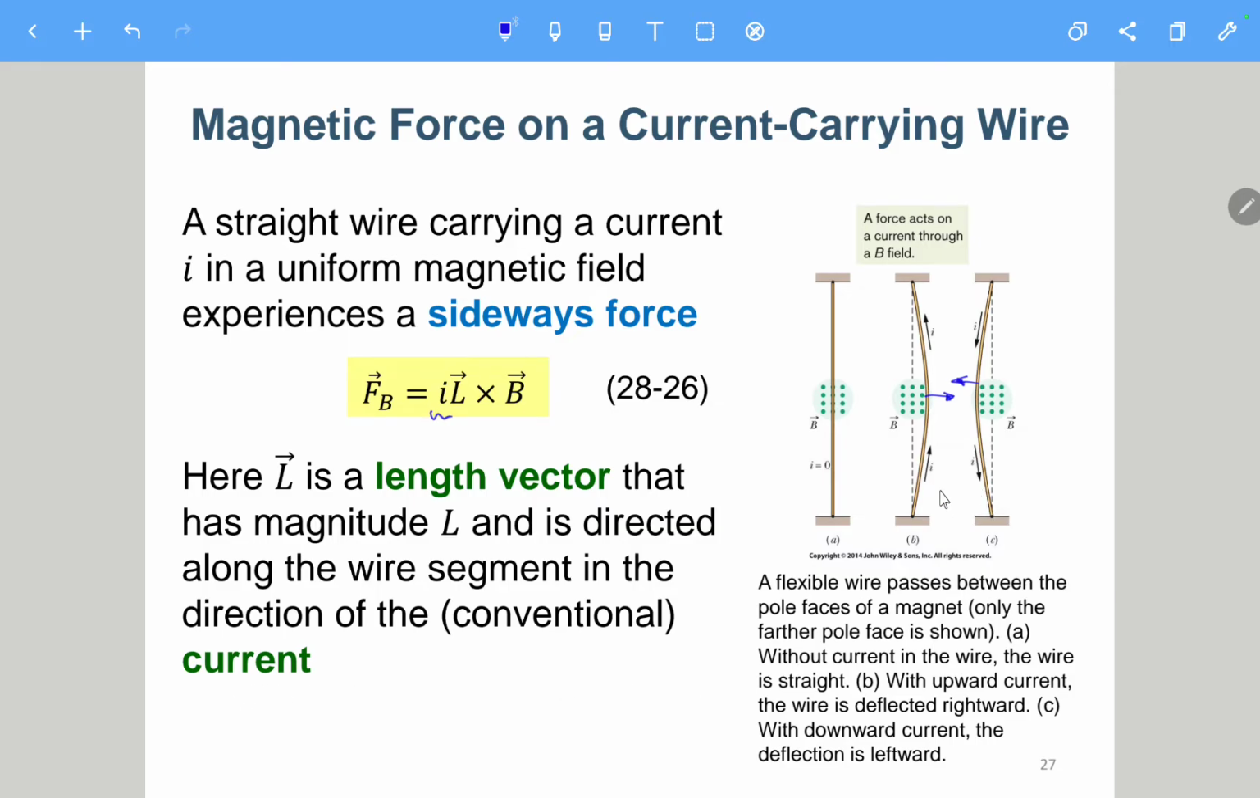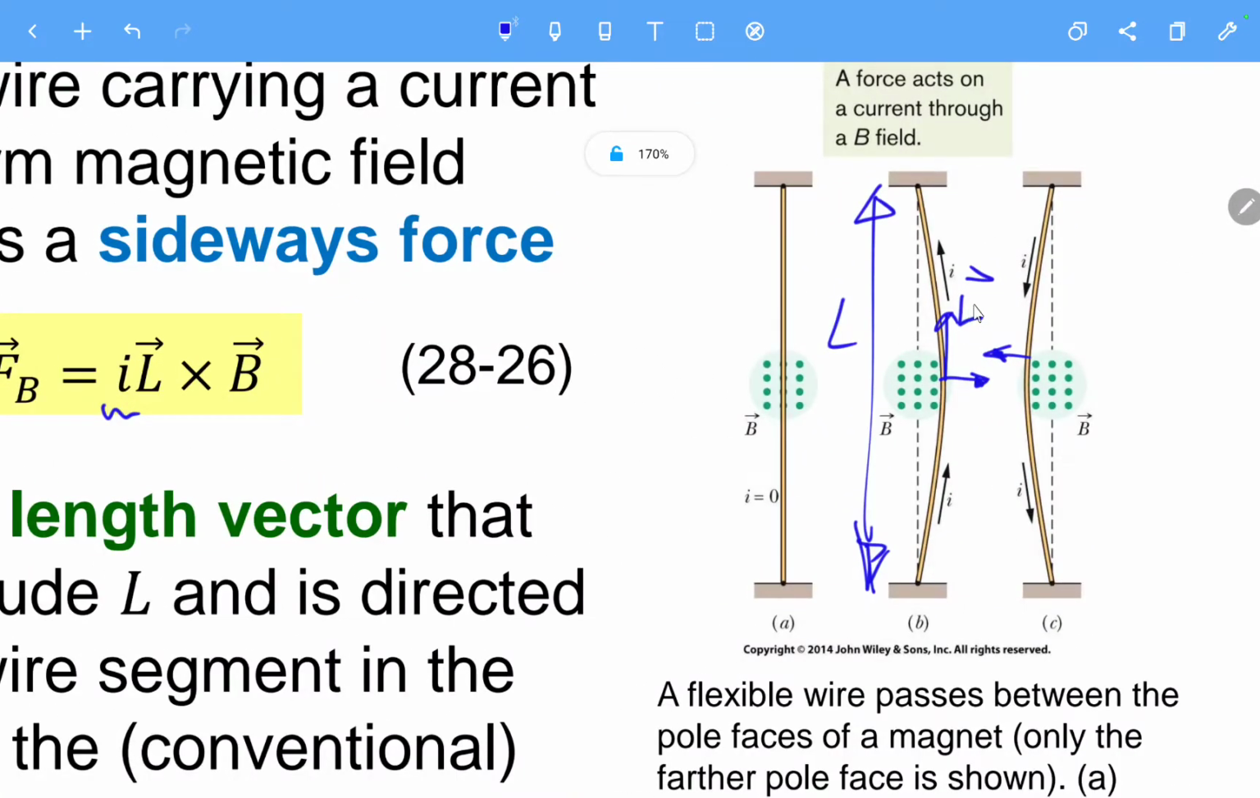So suppose we have a B field over the whole space. Here L has a magnitude, the length of this wire, and the direction of the L vector should be the same as the current, which means that in this case we have L pointing upward. For figure B, we have L pointing upward.